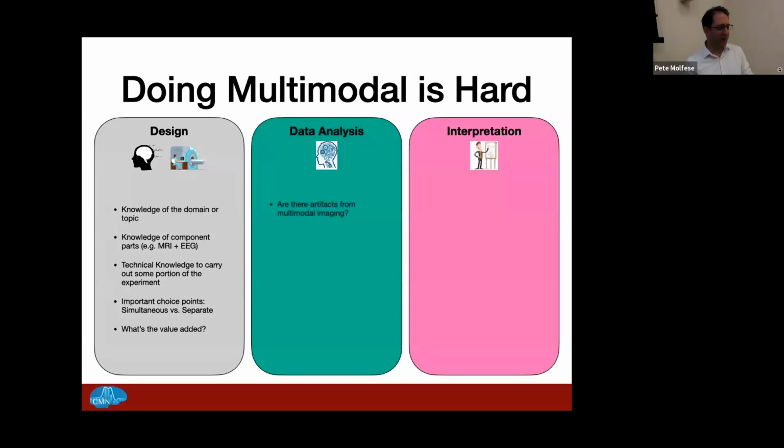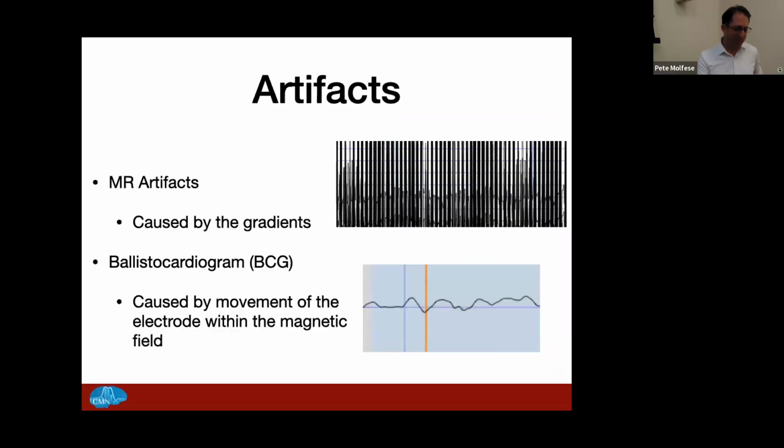So our questions for design or data analysis are, are there going to be artifacts that you need to take care of if you're collecting simultaneously? Can you fix those artifacts? Sometimes the answer is no, but as I'm going to show you, often the answer is yes, or you can learn to live with them.